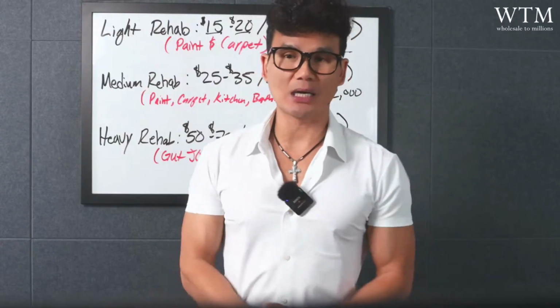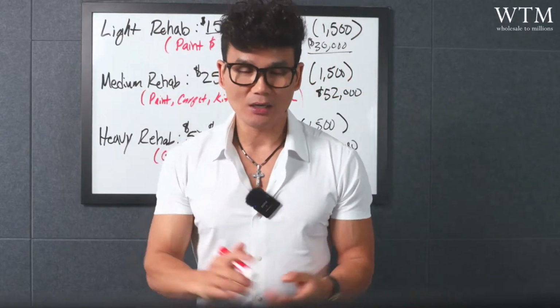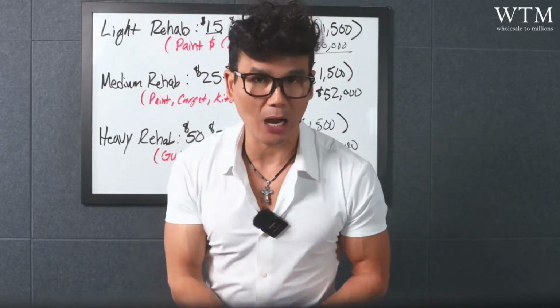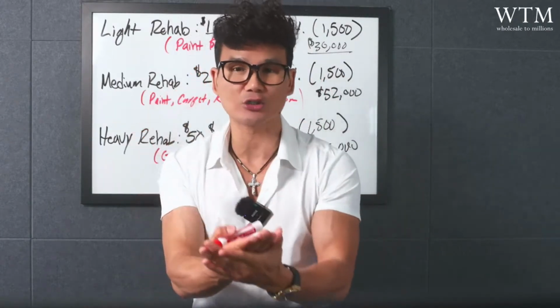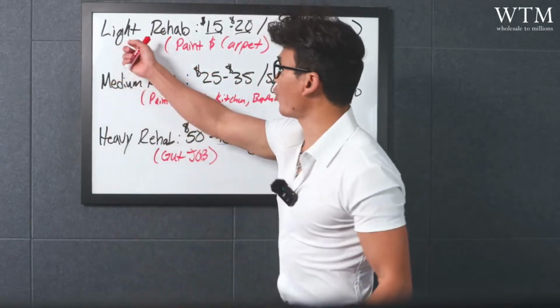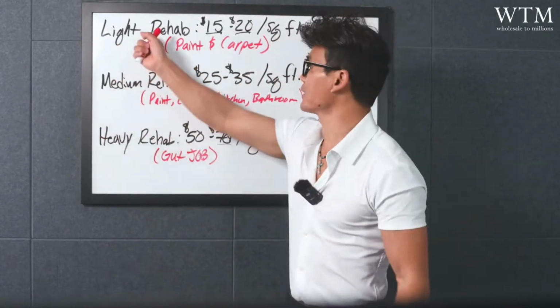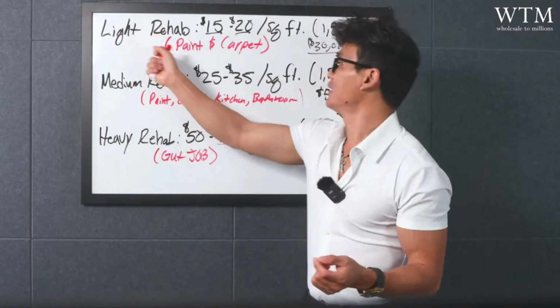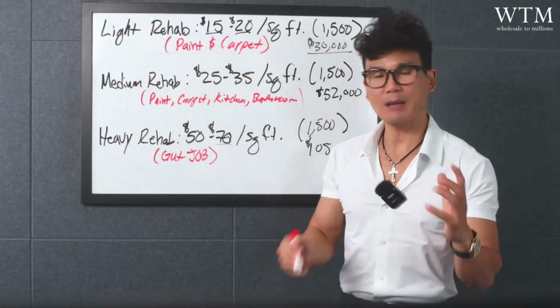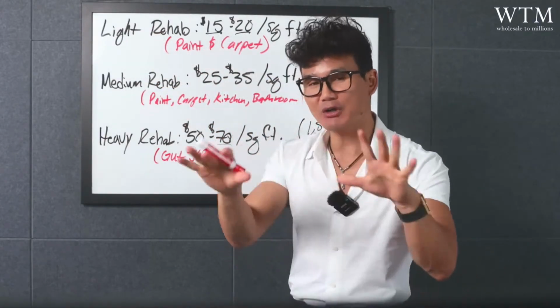I've been virtually wholesaling for the past 6+ years. We don't meet the seller. We don't see the property. Everything is locked under contract over the phone. So we ask them, hey, what needs to be done? If it's a light rehab, paint and carpet, maybe a few other minor things, very small.